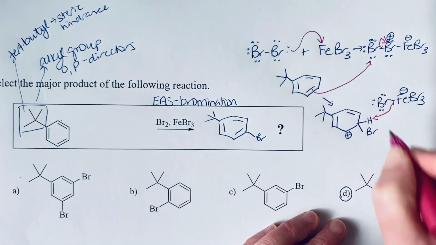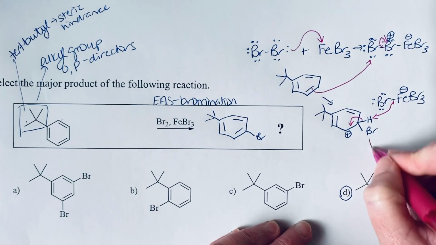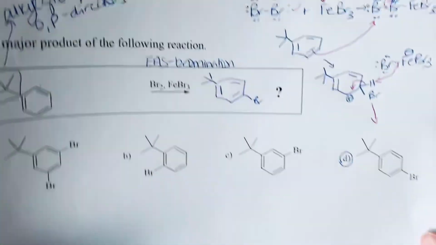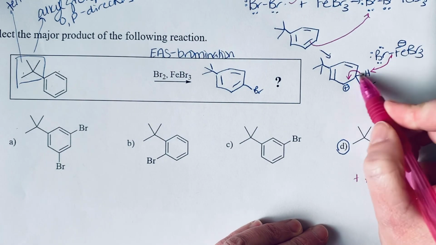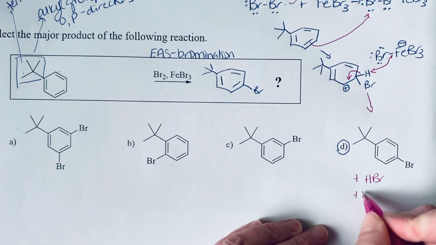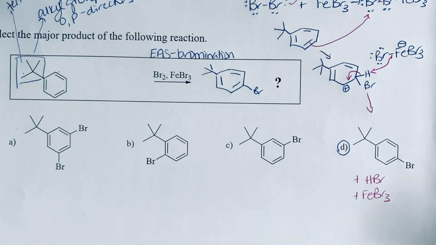And it's also going to generate as a byproduct HBr. So these electrons are coming in here. So that's going to form this para-substituted product. You're also going to form some HBr. We see that forming right here. And you're also going to regenerate that iron tribromide catalyst so that you can continue the reaction.